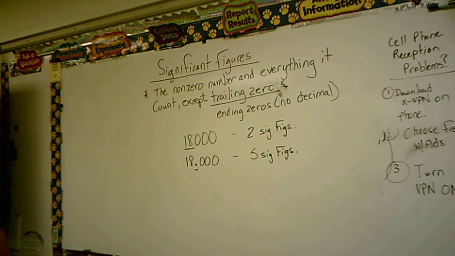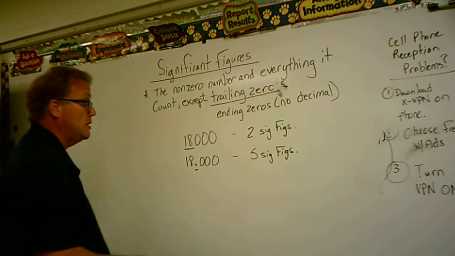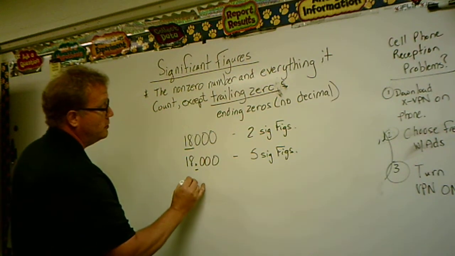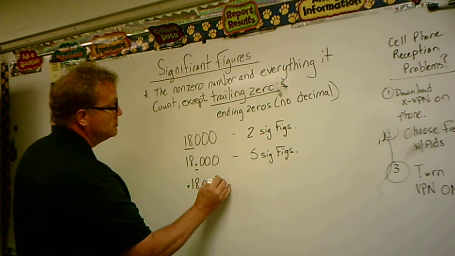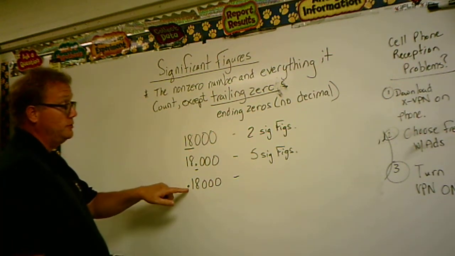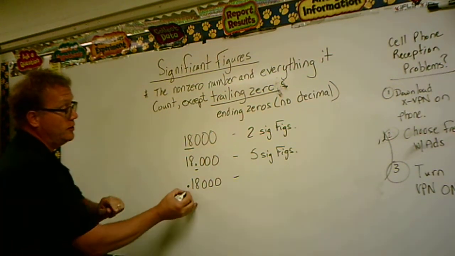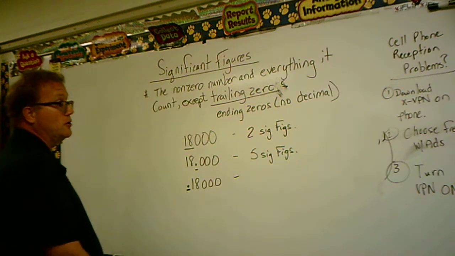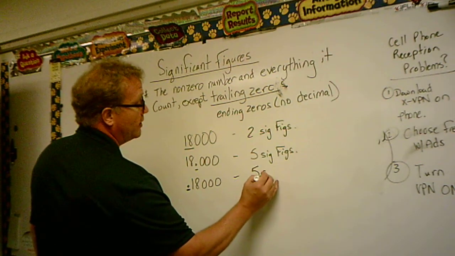Does it really matter where I put the decimal point? Not really. Let's say I put the decimal point here. Made it into an actual decimal. Well, this one right here makes them all count. 5 significant figures.